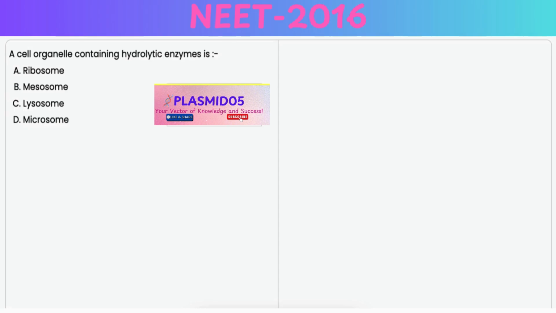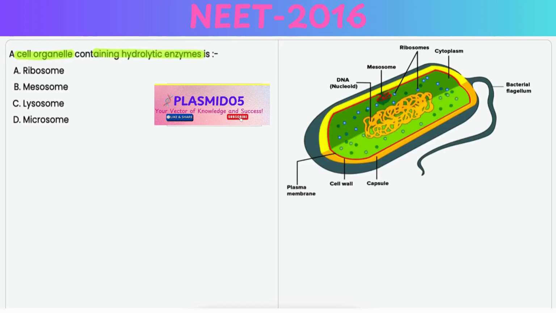In this question, you have to identify which cell organelle contain hydrolytic enzymes. Option A, ribosome. It is incorrect because these are involved in protein synthesis and does not contain hydrolytic enzymes. Option B, mesosome. It is also incorrect because mesosome are enfoldings of the plasma membrane in prokaryotes and are involved in various cellular processes like respiration and cell division, but they do not contain hydrolytic enzymes.